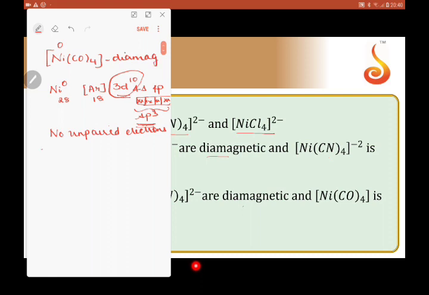Let's consider the next complex here, [Ni(CN)4]2-. Nickel here is in +2 oxidation state. So, out of 28 electrons, 2 electrons are lost. So, we have 26 electrons. Considering argon, 18 electrons, 8 electrons are present in 3d.